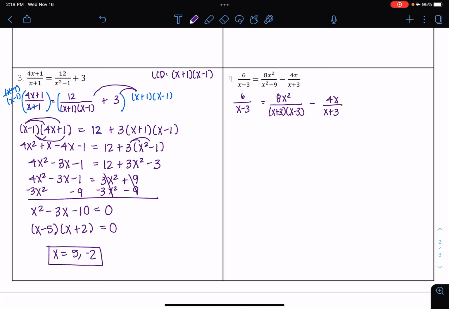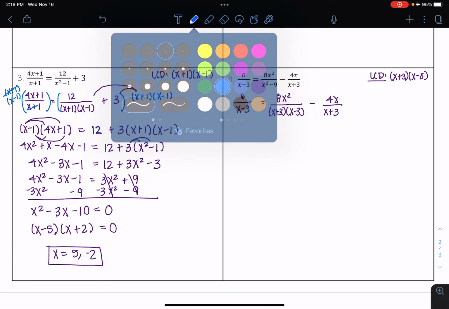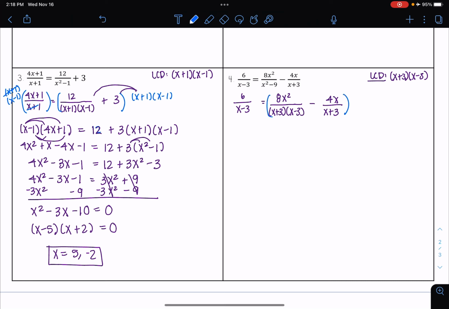And now I need to multiply by my least common denominator. I see my only factors are x plus 3 and x minus 3, and so that means my least common denominator is x plus 3 times x minus 3. So I'm going to multiply both sides by that least common denominator. So when I multiply the left-hand side, I see that my x minus 3 cancels. So I'm left with just 6 times x plus 3.